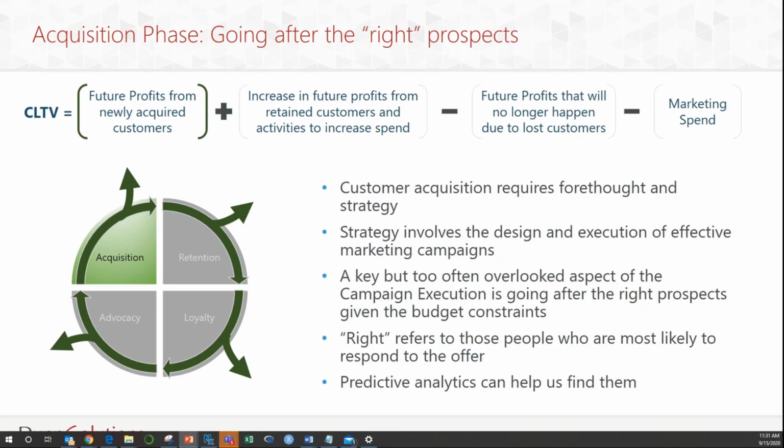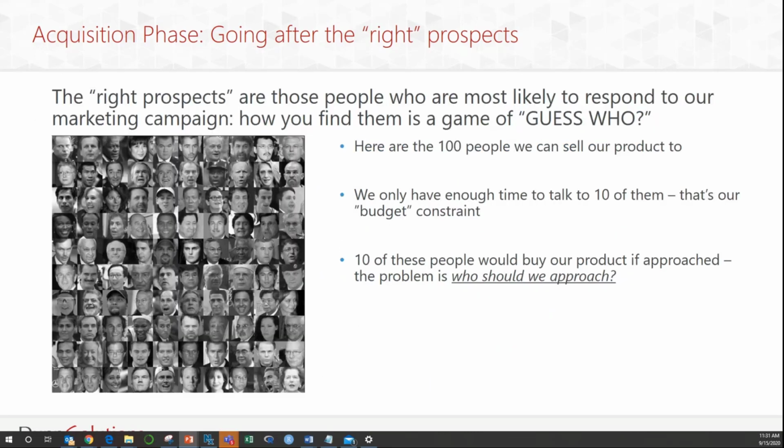The goal is not for the audience to completely understand the ins and outs, but to get a high-level sense and appreciation for the complexity of this kind of engagement. First of all, who are the right people that I should reach out to with my marketing campaign? By right, we mean the people that are most likely to respond to a marketing offer. Finding them is like a game of guess who, and machine learning can analyze and weigh all the clues you give it and give you the absolute best guess.